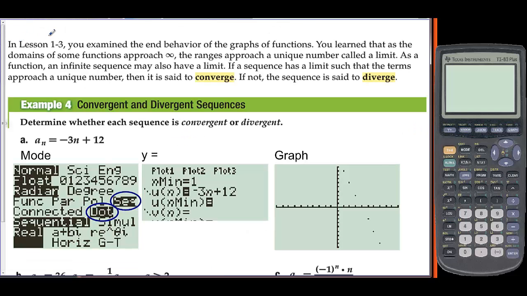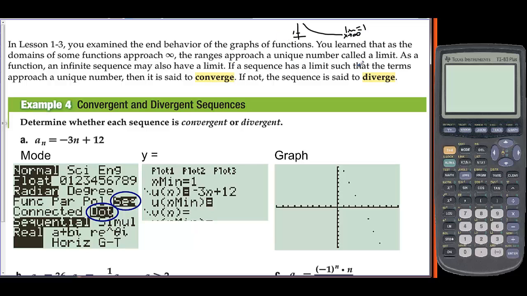In Lesson 1.3, you examine the end behavior of the graphs of functions. You learn that as the domains of some functions approach infinity, the ranges approach a unique number called a limit. So if we get a graph, and as x shoots out to infinity, the graph levels off to, let's say, 1, we would say the limit is equal to 1. Limit, as x approaches infinity.